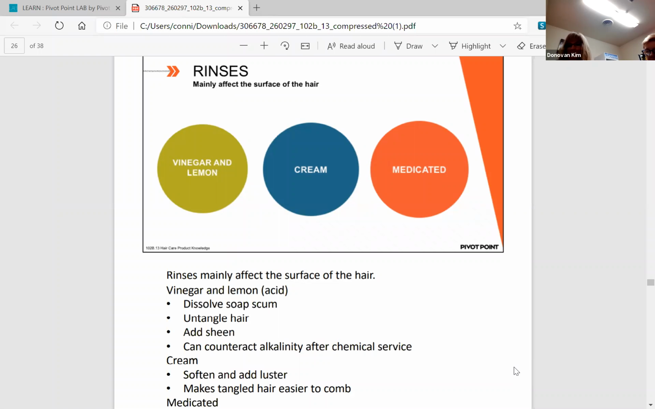A vinegar rinse is mixed using 2 tablespoons of white vinegar and 1 pint of tepid water, which is neither cold nor hot. One pint is 16 ounces. A lemon rinse uses the strained juice of 2 lemons or 15 drops of concentrated lemon. Adjust the water to a 4.5 to 5.5 pH. How much water? It's 16 ounces for both. So it's 15 drops of lemon to 16 ounces.